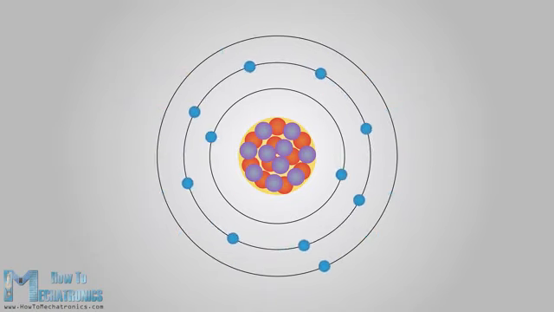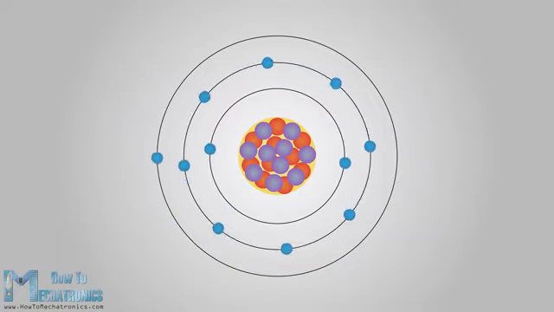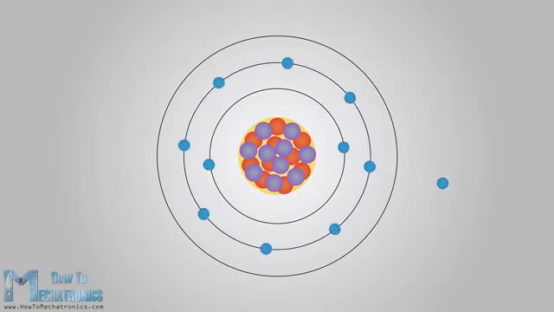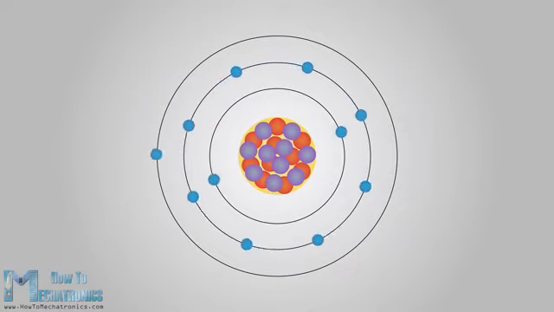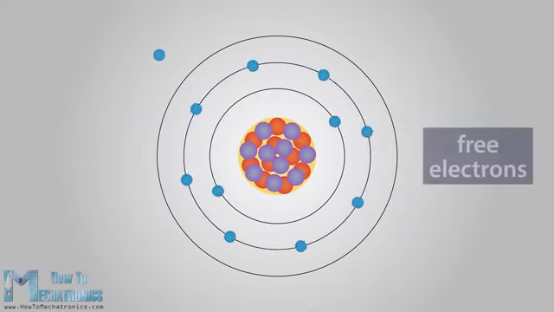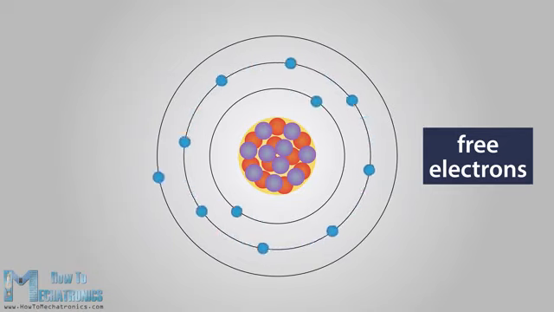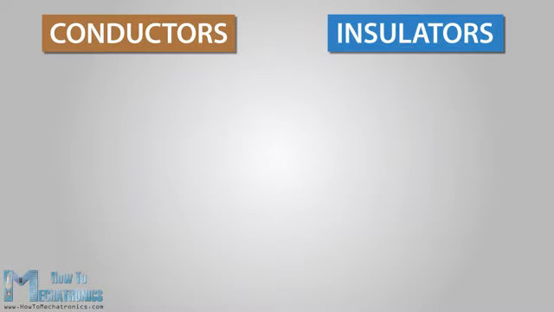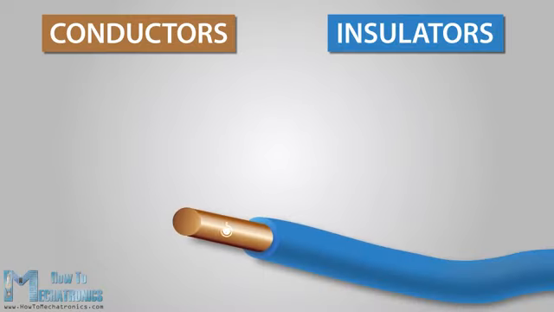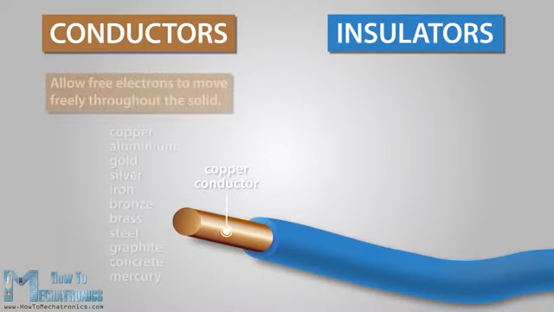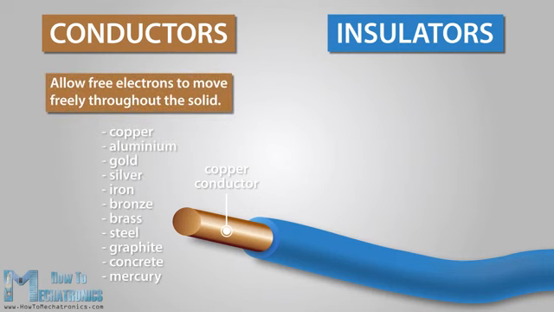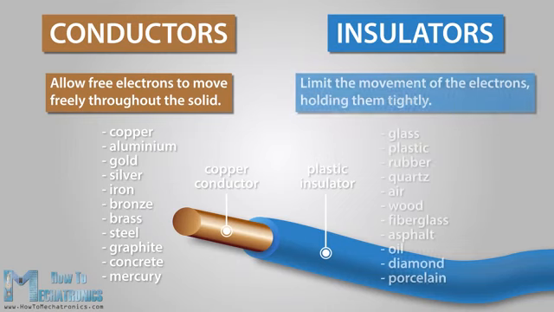Some materials have loosely bound electrons in this shell, which allows them to flow from one atom to another. These moving electrons are called free electrons. How easy it is for an electron to move around depends on the material. Materials can be either conductors or insulators. Conductors, like most metals, allow free electrons to move freely throughout the solid, while insulators, like plastic or glass, limit the movement of the electrons, holding them tightly.